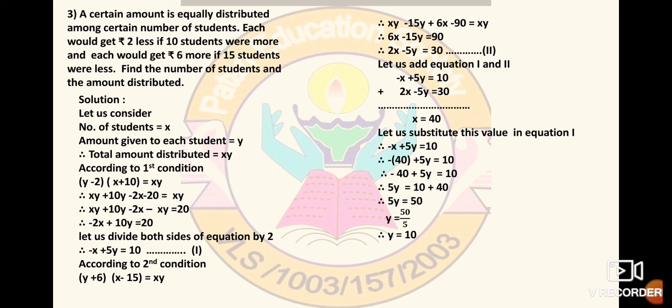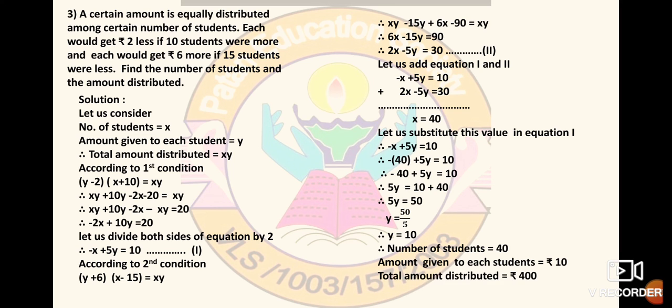Here you have got the value of x as well as the value of y. The number of students, which is x, is 40. The amount given to each student is 10. And the total amount distributed is 40 into 10, which is x into y. Initially it was 400.